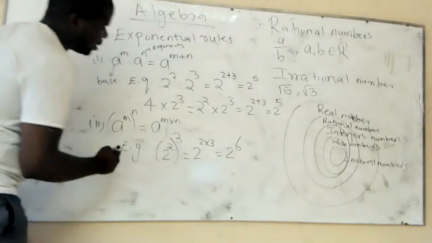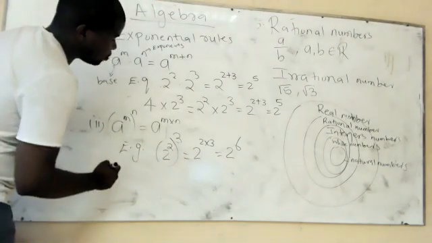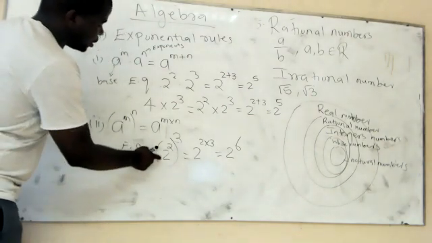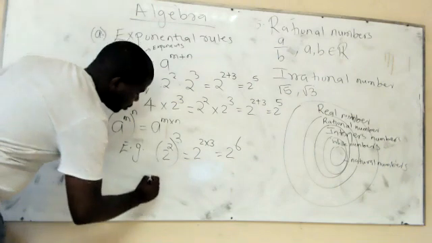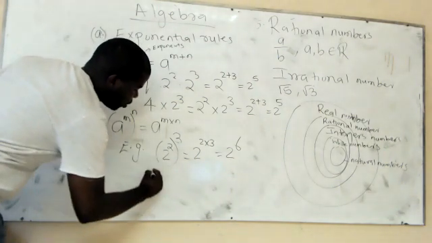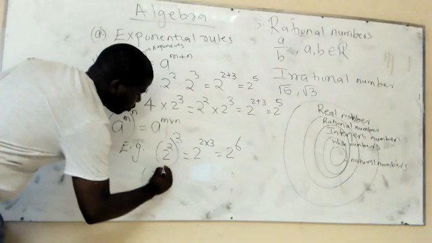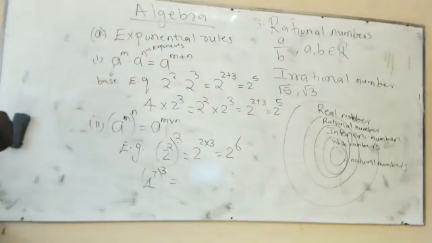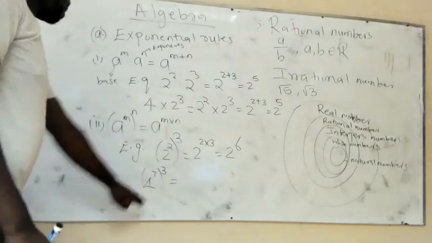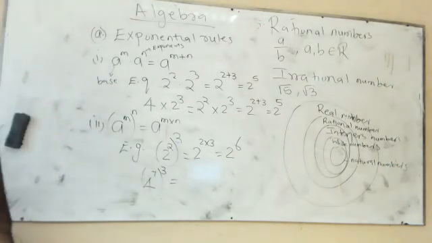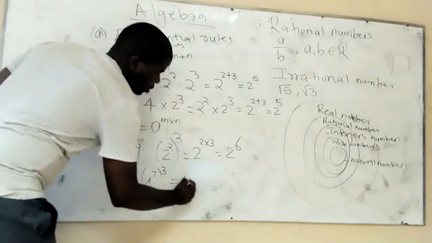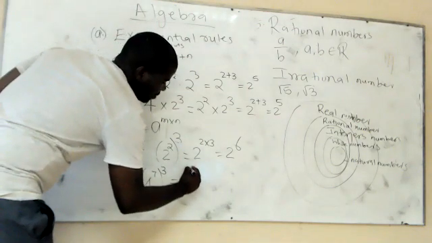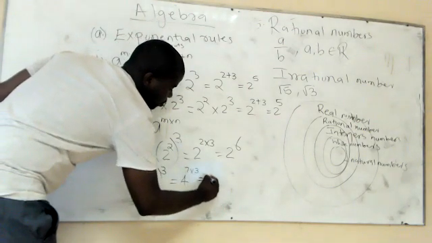Let me give another question which you must try as an example by using the same rule. So let's say we have 4 to the power of 7, all to the power of 3. How do you think we can simplify this kind of question to the simplest form? We write 4 to the power of 7 times 3.